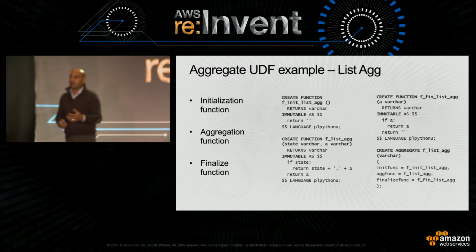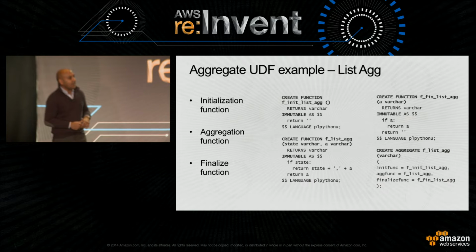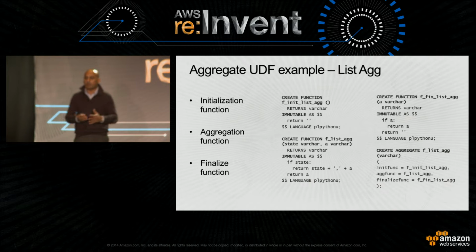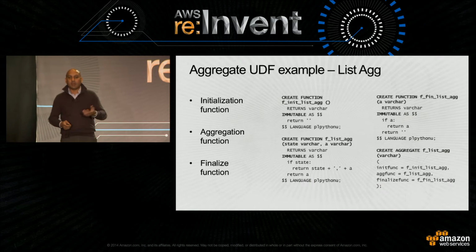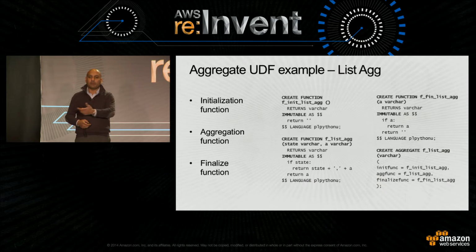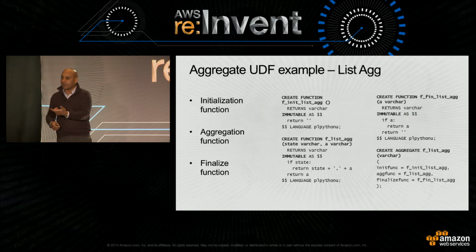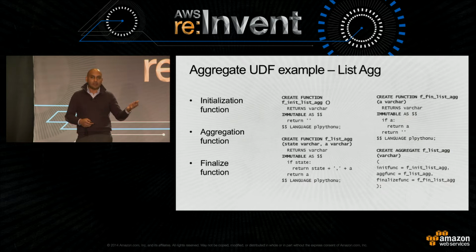So LISTAGG is a function that customers ask for a lot. The idea here is that you can combine multiple values into a single string and output it. It could be useful, say, for example, you're tracking visitors to your website and you want to have a list of all the sites that they came through in their attribution pipeline on their way to your site. And so with UDFs, you can create an aggregate function that will allow you to essentially replicate this behavior.